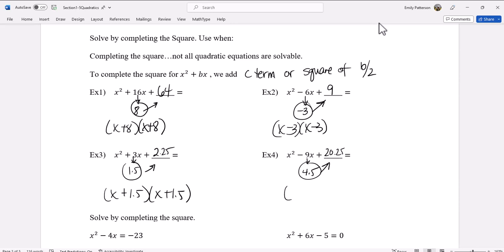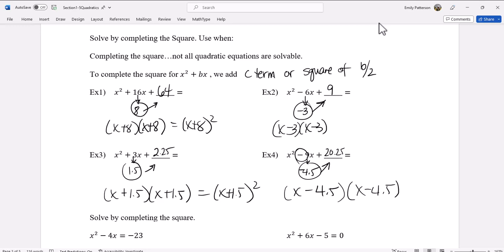And if you're not sure, go ahead and pause the video and distribute one of these. X minus 4.5, I forgot to put the negative here. It is exactly the same sign as what's there. So this was negative here, negative, negative, positive, positive on the right. But this is x minus 4.5 both times. And then we always clean it up, since that's the same as x plus 8 squared. This is the same as x plus 1.5 squared, so on and so forth. So completing the square, this is what we do.